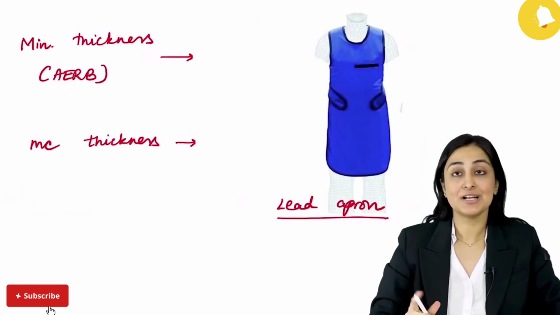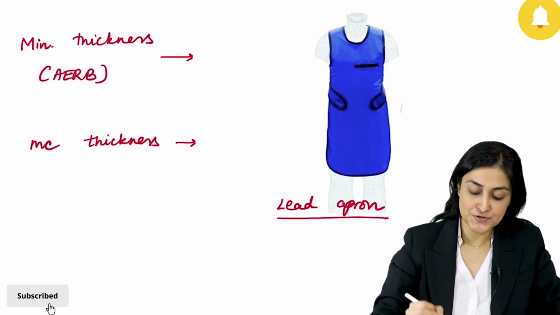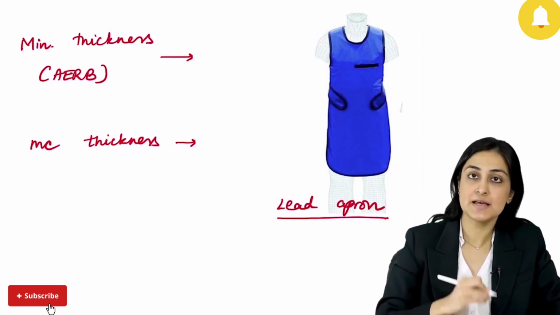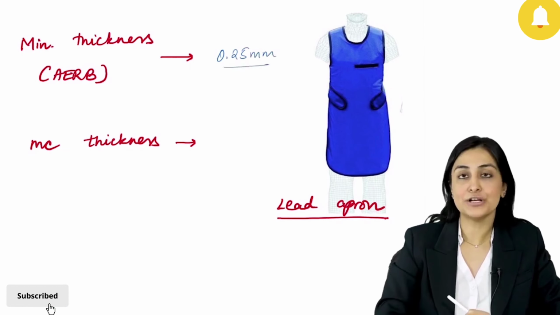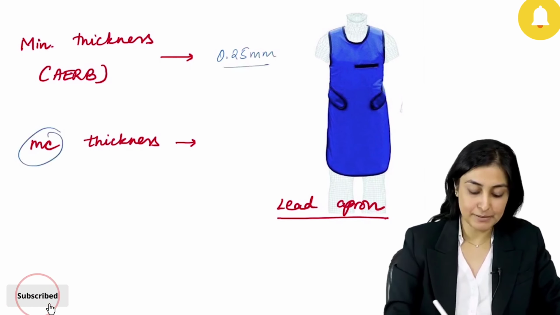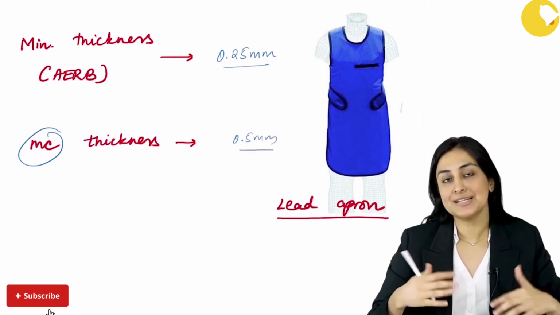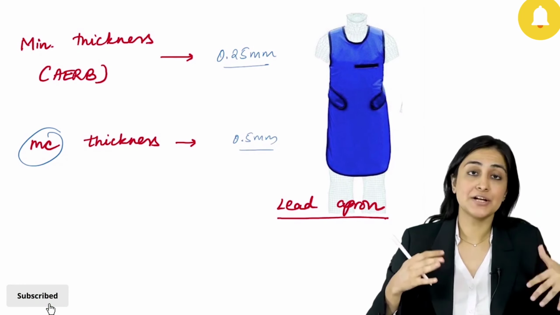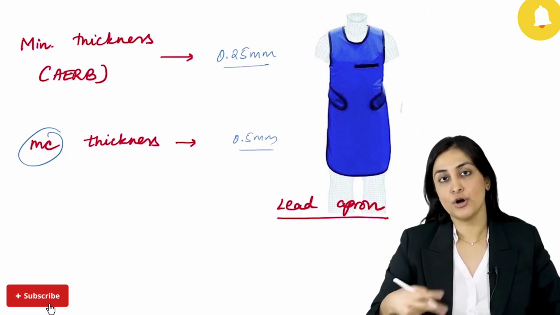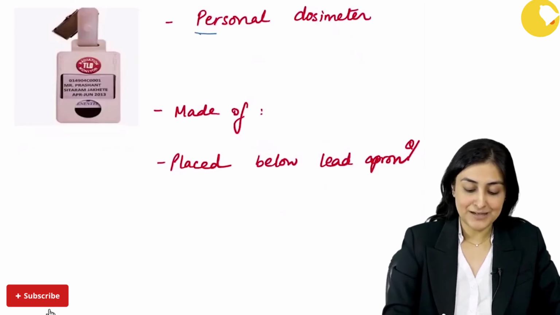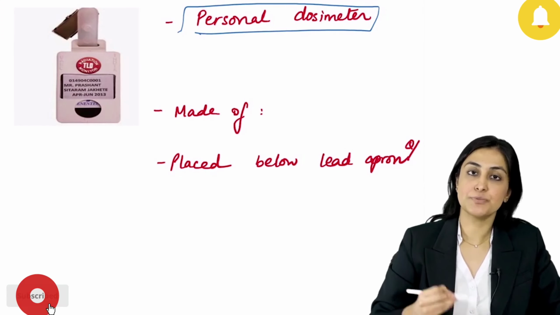Now talking about the lead apron, again a question that figures in very commonly. This is how it looks. This is a lead apron. The minimum thickness by AERB that this lead apron must be is 0.25 millimeters, and most commonly, remember, we use a thickness of 0.5 millimeters. Similar to the lead apron, we have lead gloves and lead goggles also, which are used to shield the workers from radiation.